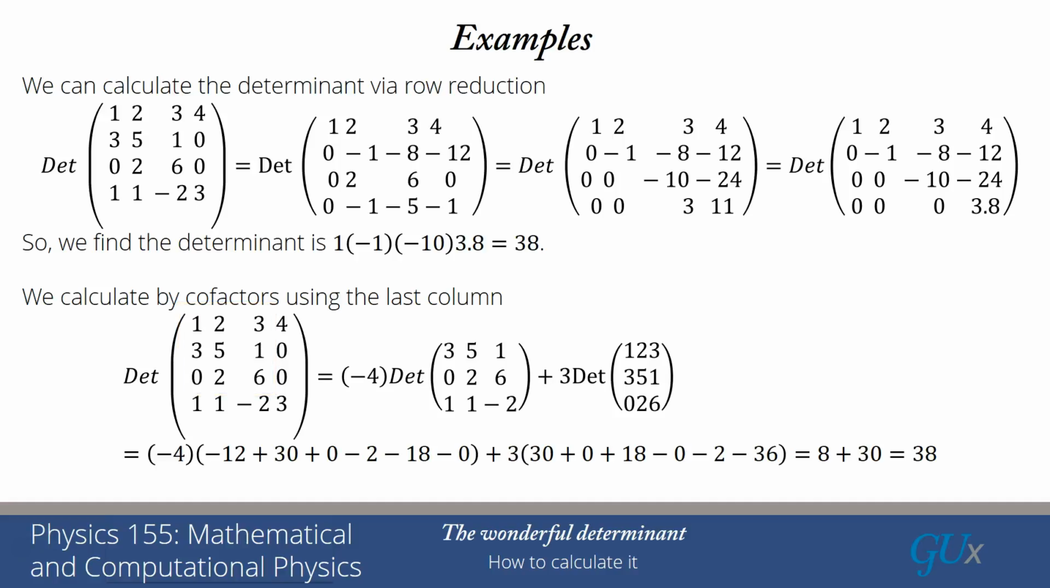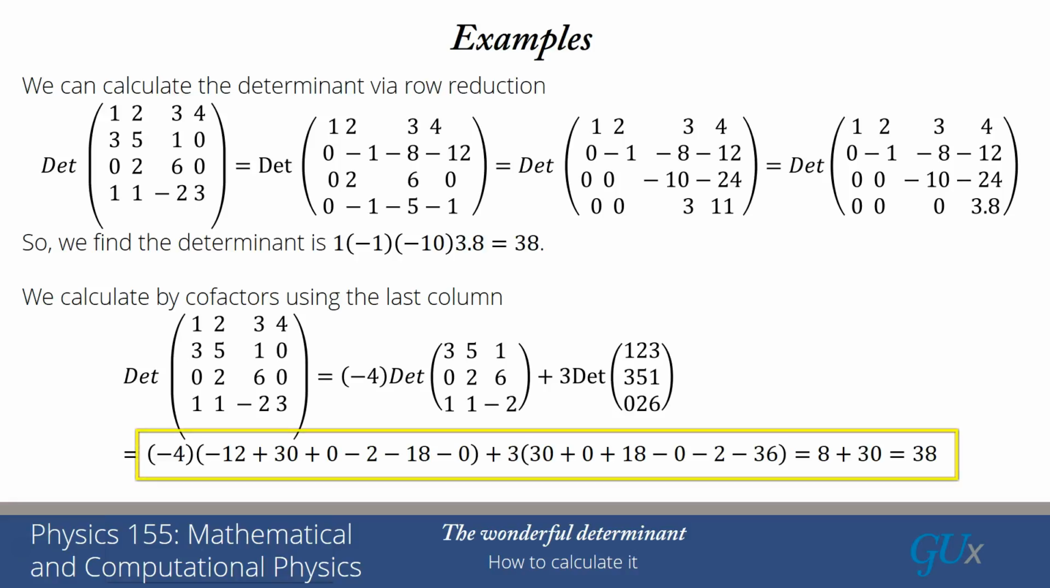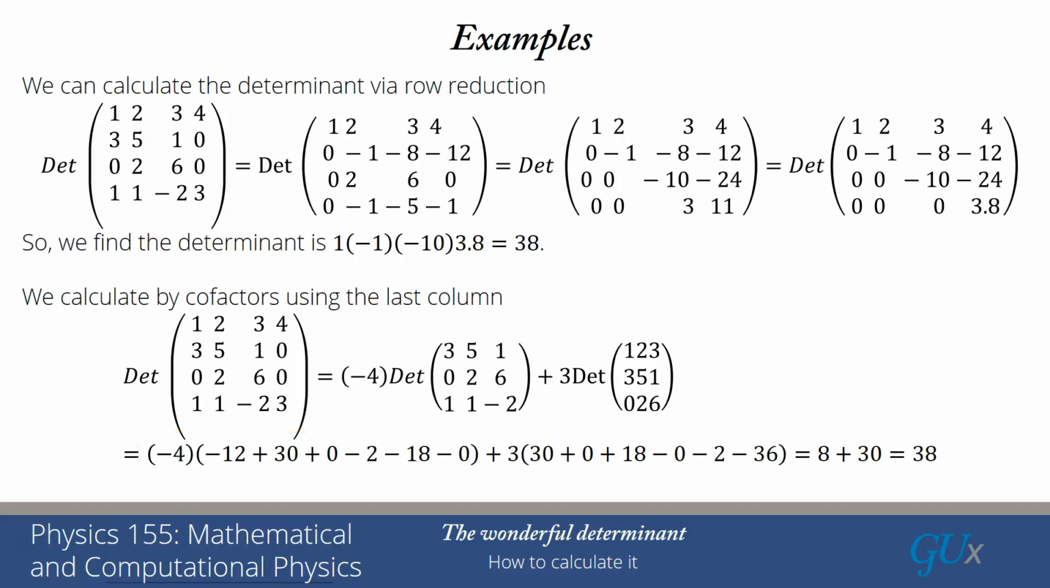Now I just use the formula I know for the 3 by 3 matrices to calculate the determinants. And the individual terms are written down for you inside those parentheses. I go through all that algebra, and I find that I get 8 plus 30, or 38, which of course agrees with the answer that I had gotten before. And so indeed, this is the correct answer for the determinant. And that ends the examples that we're going to go over in this particular lecture.